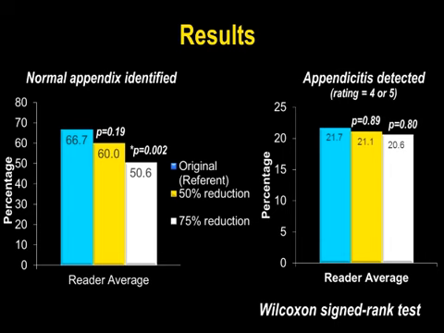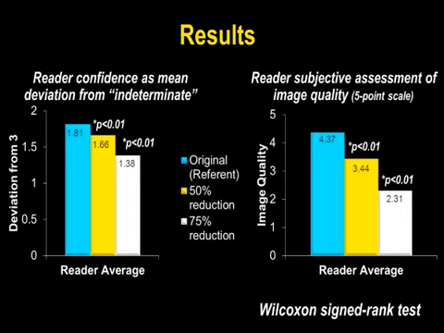You can see that there was a significant difference in the 75% reduction versus the 50% and the original scan, and that is for the normal appendix. But for appendicitis detected, there wasn't a lot of difference. If you look at reader confidence, you can see people are less comfortable with that. So, you saw the noisy images, and it's harder to work around these things and to detect these abnormalities. But the fact of the matter is, whether you're comfortable or not, you can do a good job.